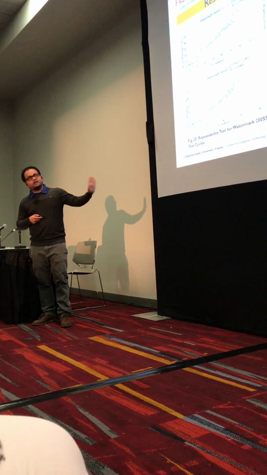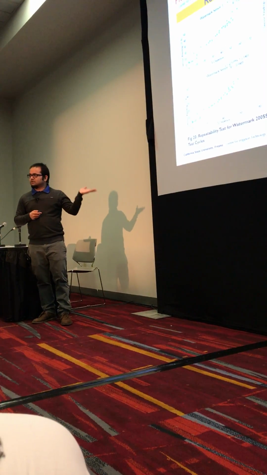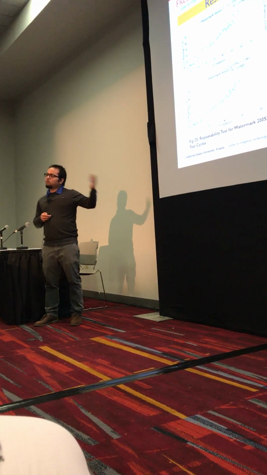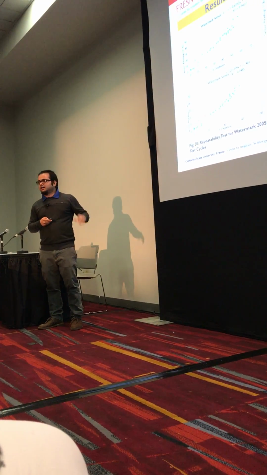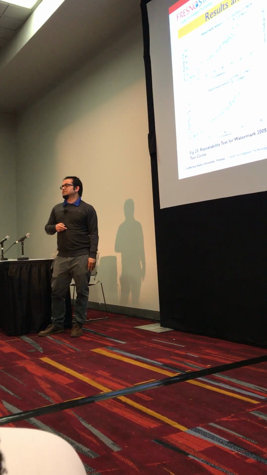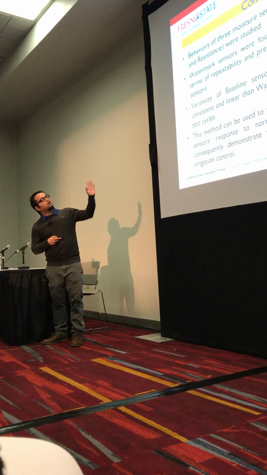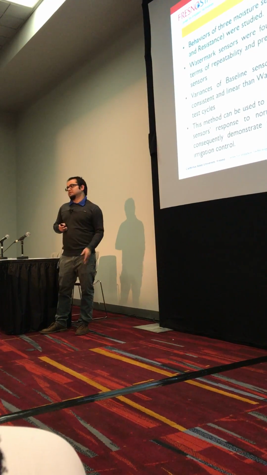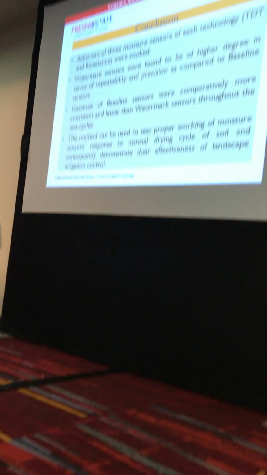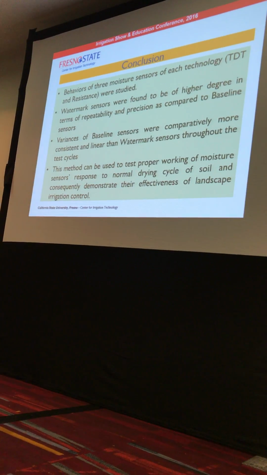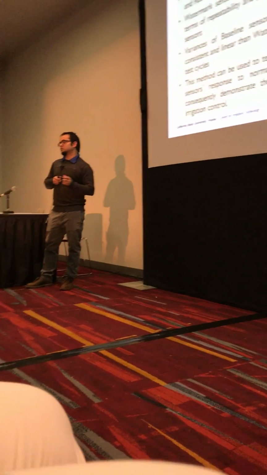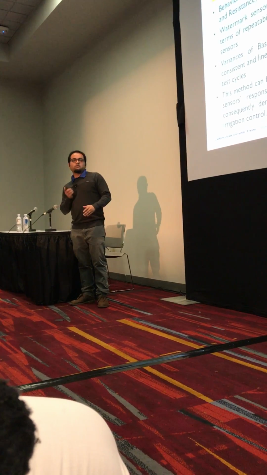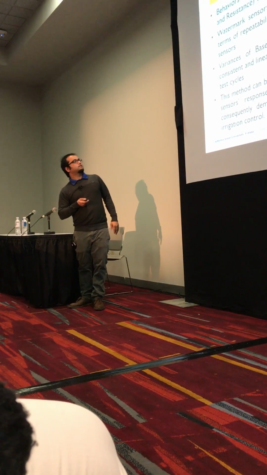And this is the test of repeatability for watermark sensor number 1, 2, and 3. These were found to be comparatively more repeatable and more precise, unlike the baseline sensors. However, the baseline sensors were found to have consistent variance with each drying cycle. So even though they had a little bit higher variance, they were very linear, unlike the watermark sensors. But the watermark sensors were more reliable overall.